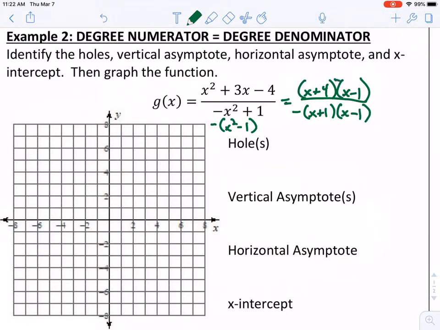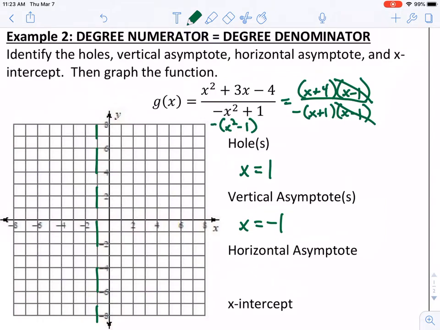So now, the x minus 1s are the same top and bottom, so we cross those out, and that gives us our hole of x equals 1. Okay, remember x equals and then the opposite of the constant of the factor. So that means our vertical asymptote is going to be at x equals -1. Because x plus 1 did not get crossed out, and again, opposite of the constant gives us our vertical asymptote. So let's put in our vertical asymptote at x equals -1.